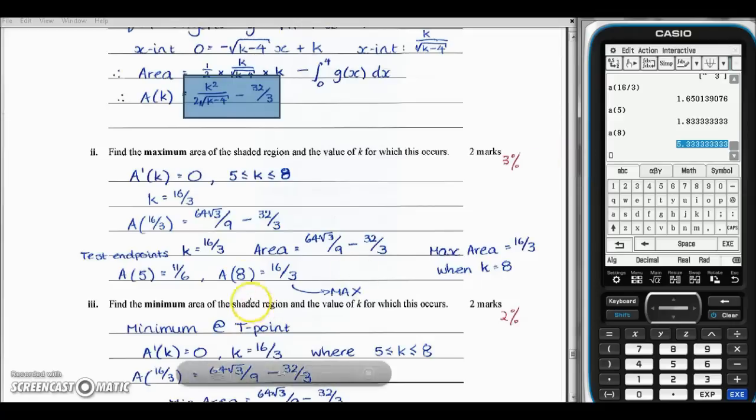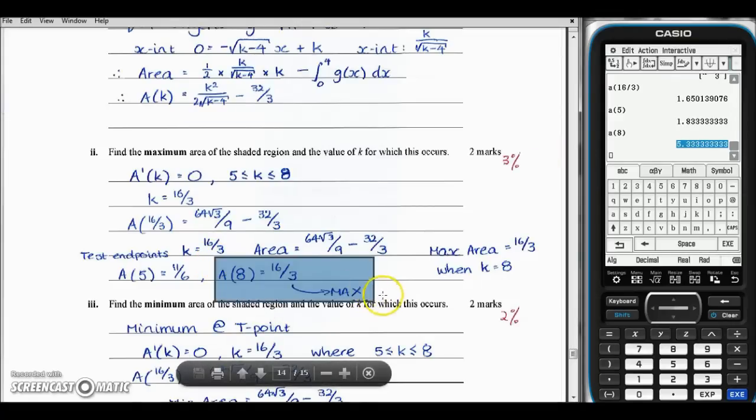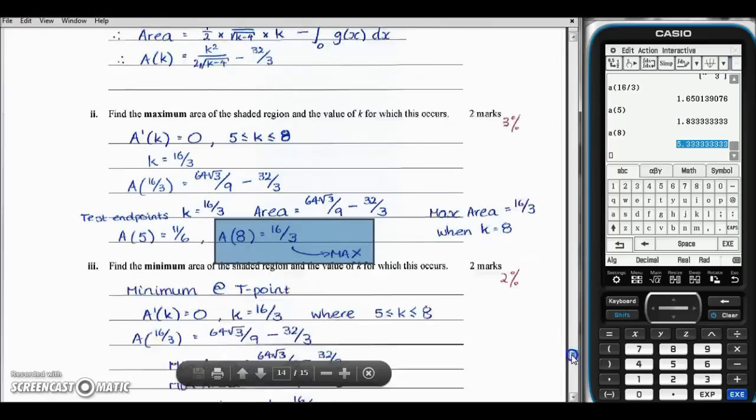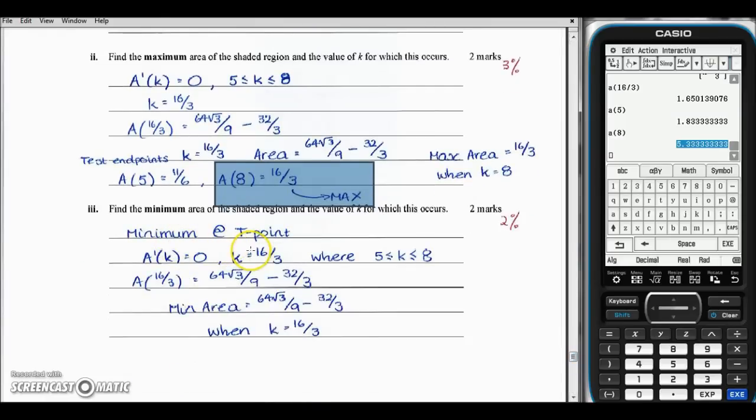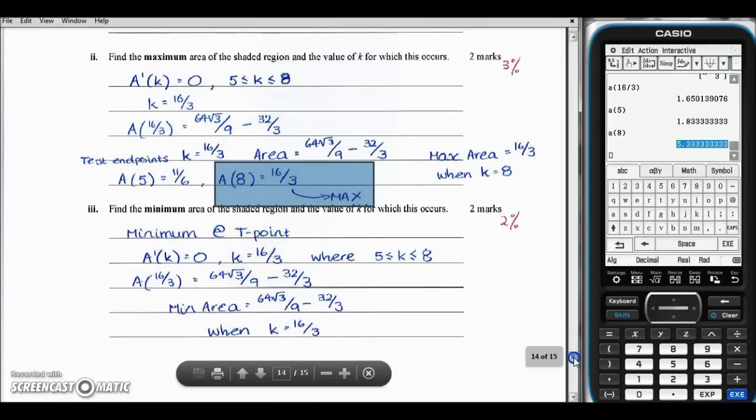So the maximum is when k is equal to 8, which is 16 on 3. And then the minimum is at the turning point when k is equal to 16 on 3. So that's how you could go about working that out. And there's some nice working for you to make sure you've covered all your bases. And that's the end of the paper.